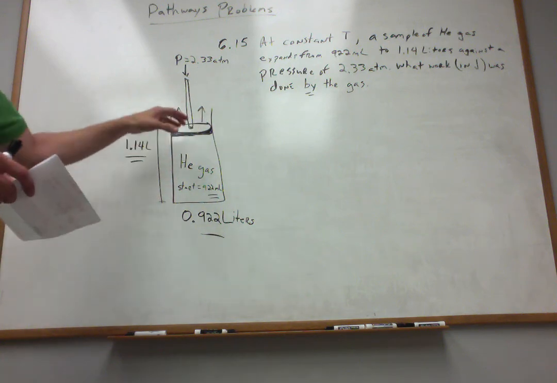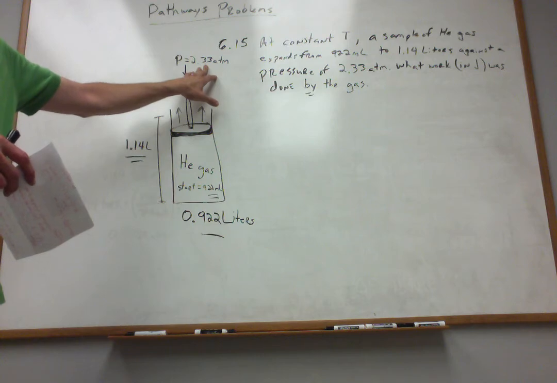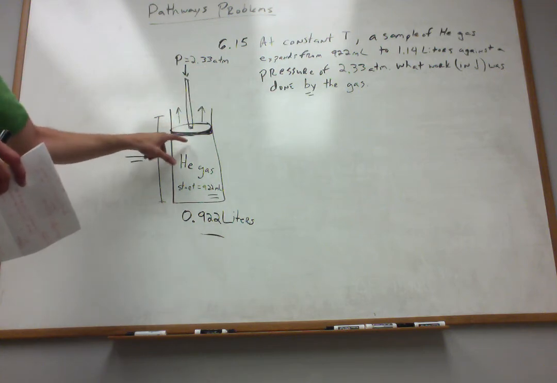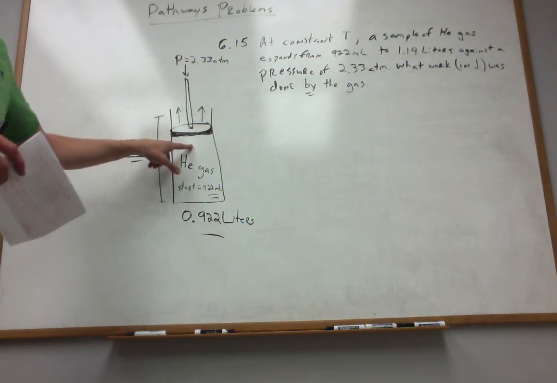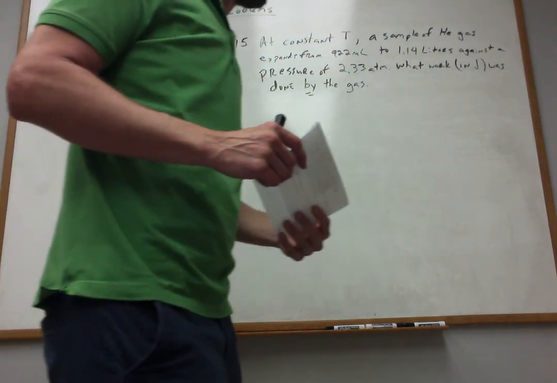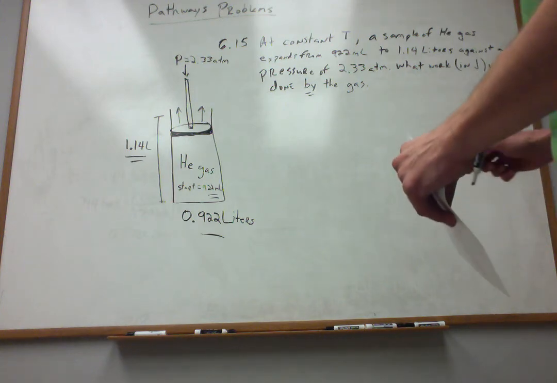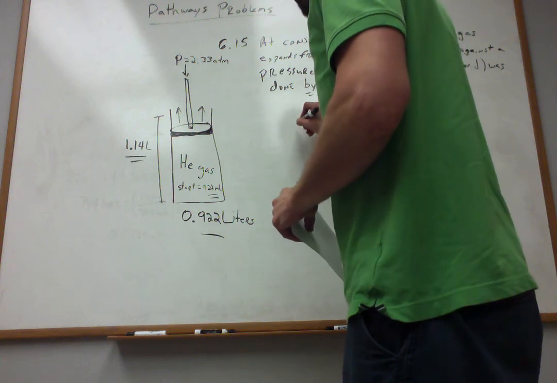What is it pushing against? Well, in this case, it's pushing against a pressure of 2.33 atmospheres. So we're going to say that this gas is going to do work on the surroundings. It's going to push this piston, exert a force, and thereby do work on the surroundings. And this whole problem is about calculating the quantity of work done by the gas.